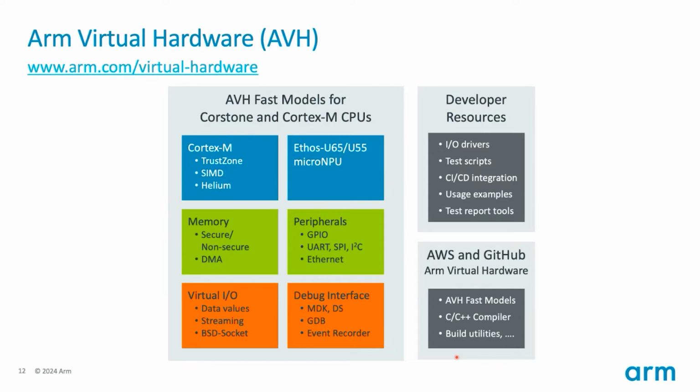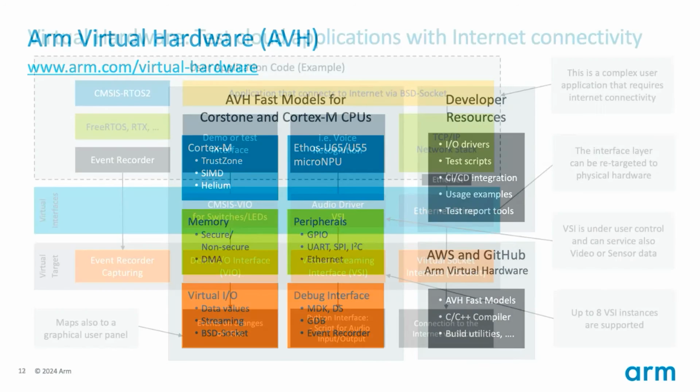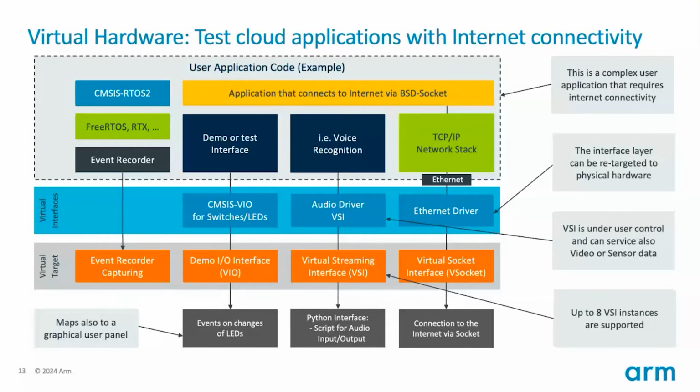And as ARM virtual hardware is either an on-prem thing that you can run on your server or in the cloud, it can be very easily integrated in DevOps and MLOps workflows. So how can you, for example, test a cloud application with internet connectivity? This is a complex block diagram, but in the end, it's quite easy.